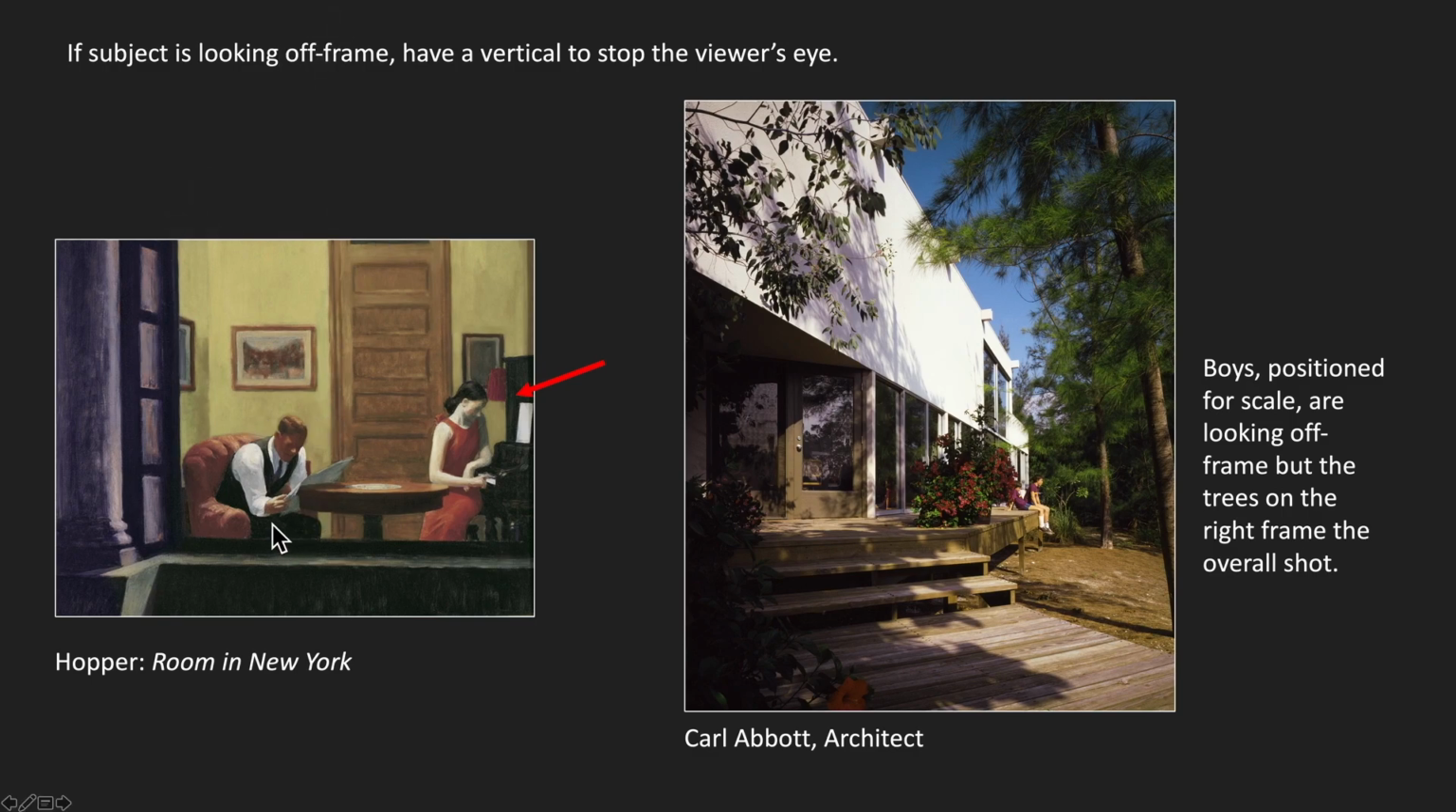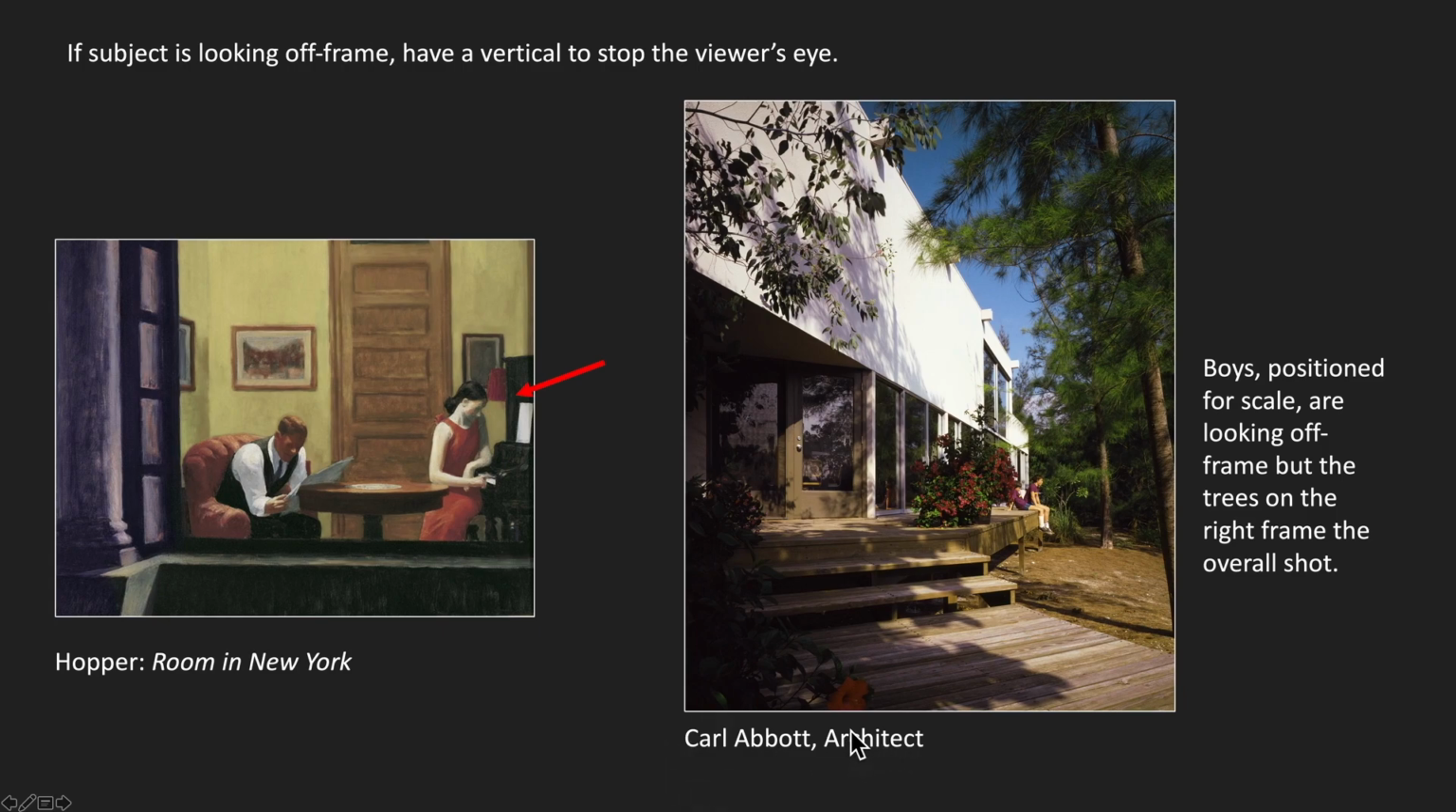Now, in this Hopper painting, he's looking at his newspaper. She's playing the piano with one finger, which is really being idle and boring if you're sitting there plunking the piano keys with one finger. But so that your eye does not wander off, he has the vertical of the spinet and some of the music here to turn your eye back this way.